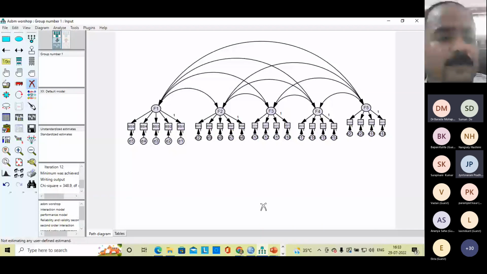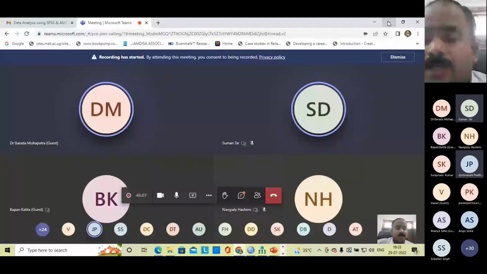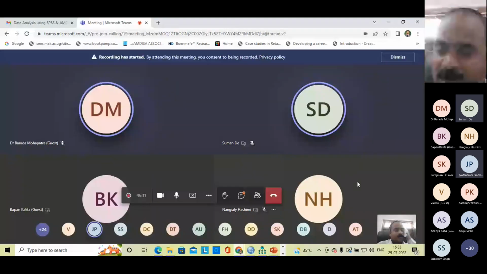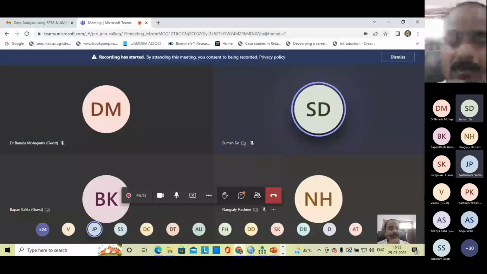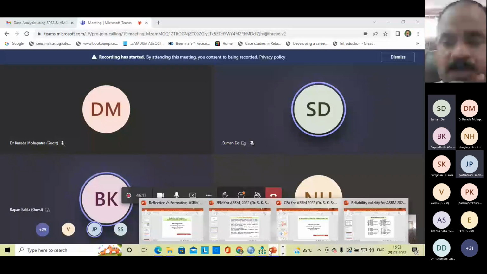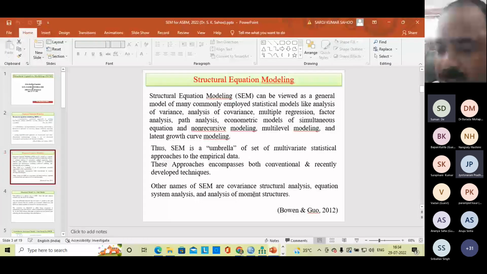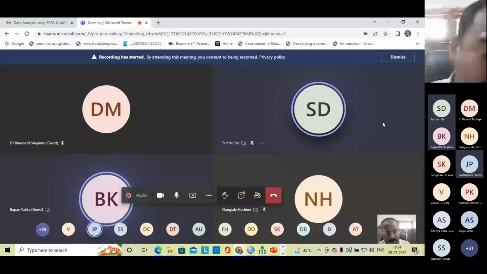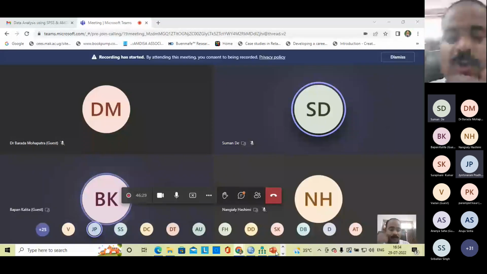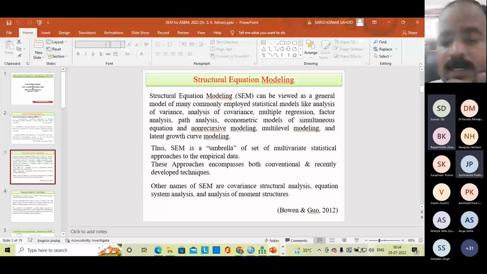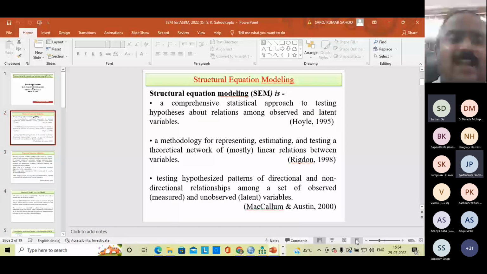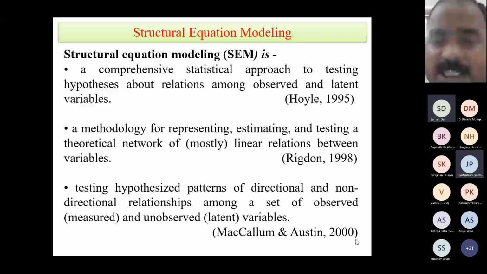Okay. So today we will discuss the last and most important thing, that is SEM, structural equation modeling. Somebody is asking something. Somebody's microphone is on, please mute it. Okay. So today we will discuss structural equation modeling, and I have already explained the introduction of structural equation modeling in my first session.